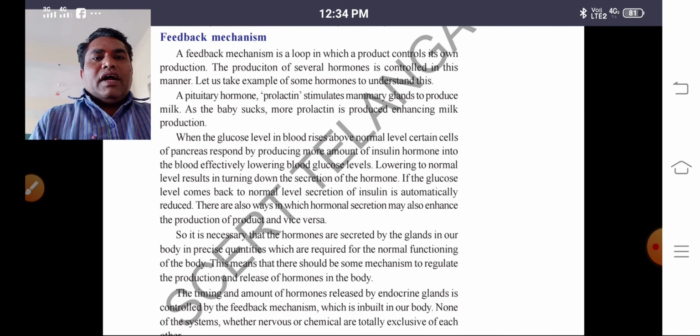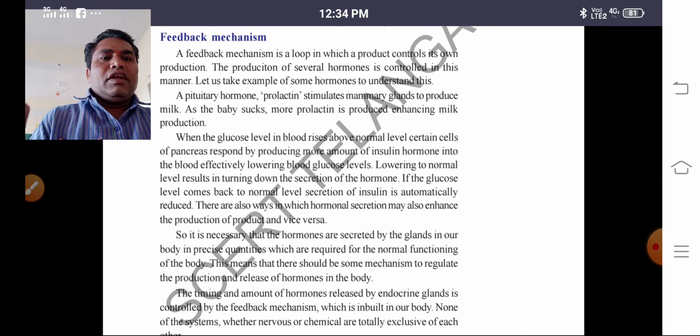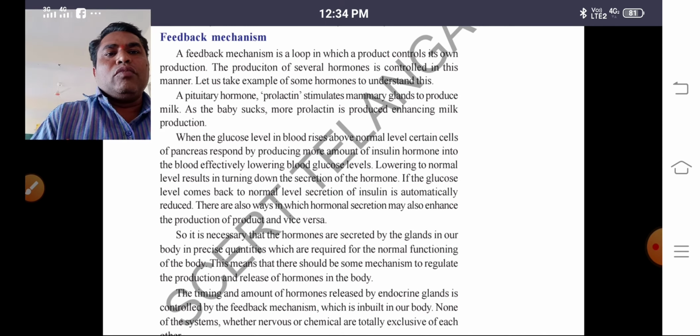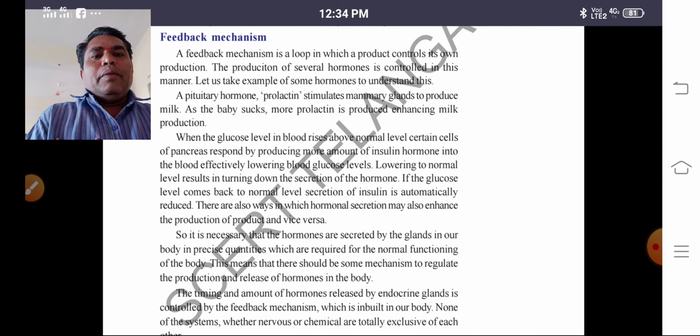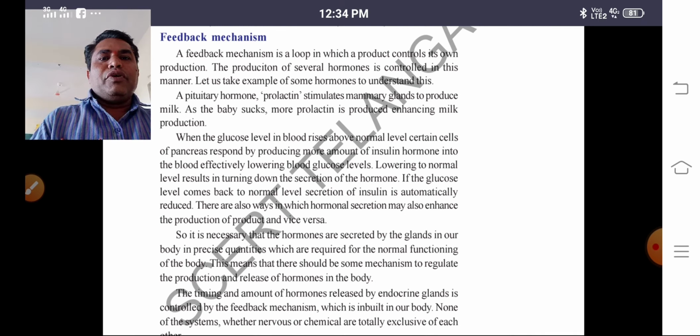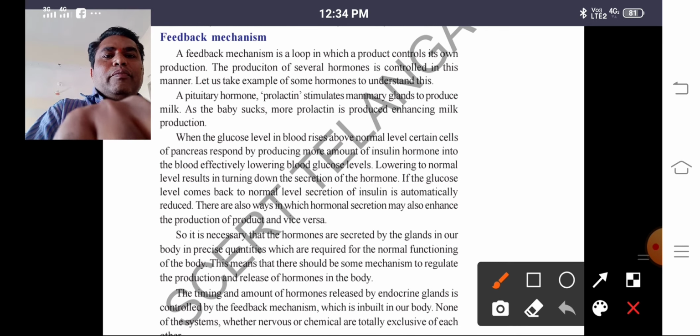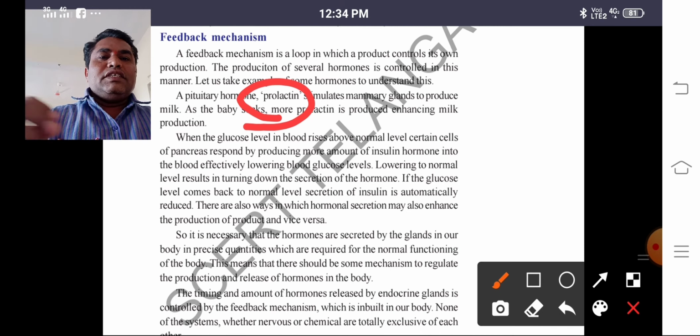A feedback mechanism is a loop in which a product controls its own production. The production of several hormones is controlled in this manner. Let us take an example of some hormones to understand this. A pituitary hormone, the prolactin, stimulates mammary glands to produce milk. You have to keep this in your mind, especially in females, prolactin hormone, which is maintained by the pituitary gland.